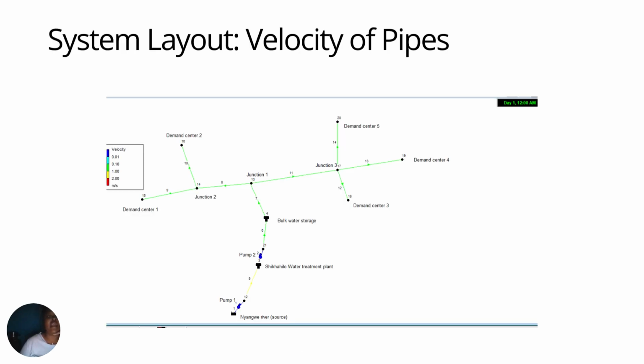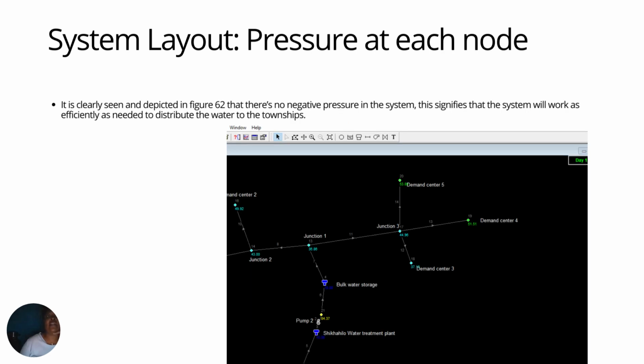After all the steps that I undertook, this is now the system layout indicating the velocity of all the pipes within the network. On the next slide, the system shows the pressures at each node. It is clearly depicted in this screenshot that there's no negative pressure in the system. This signifies that the system will work as efficiently as needed to distribute the water to the townships.